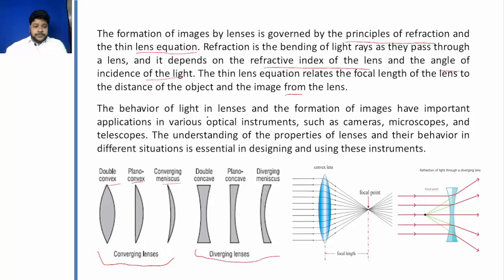The behavior of light in lenses and formation of images have important applications in various optical instruments such as cameras, microscopes and telescopes. तो ये जो इंस्ट्रूमेंट्स हैं वहाँ पे ये बहुत बेसिक कंपोनेंट हैं, ये लगभग सारे जगह यूज किए जाते हैं. तो ये ऑप्टिकल इंस्ट्रूमेंट के कंपोनेंट्स की तरह हम इनको अभी देख सकते हैं. The understanding of properties of lenses and their behavior in different situations is essential in designing and using these instruments.